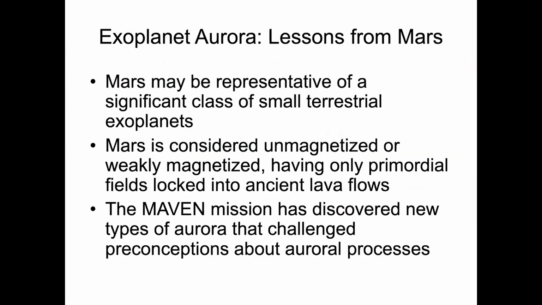Mars, I think, is a really valuable lesson for exoplanets because as a small terrestrial planet, it may be typical of a significant class of exoplanets. We've already heard that it's unmagnetized or weakly magnetized, and Yashua talked about the crustal magnetic fields, which are the only measurable fields there now. But the other lesson we're getting is that the MAVEN mission has discovered types of aurora that challenge those preconceptions.